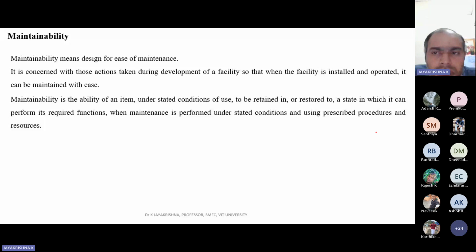So why do you have to do maintainability? You do it to ensure that the product can be retained or restored to a state in which it was functioning, under the stated conditions, using prescribed procedures and resources.